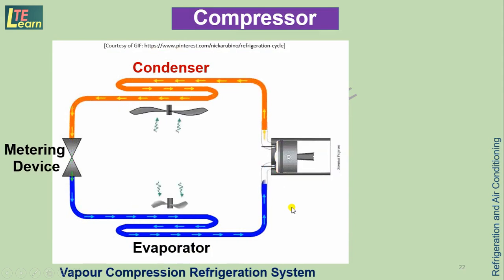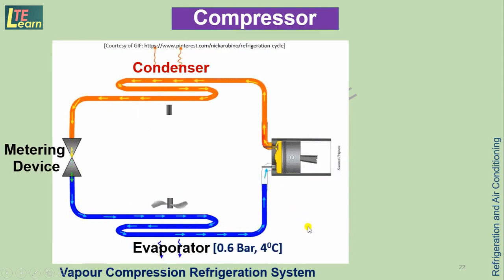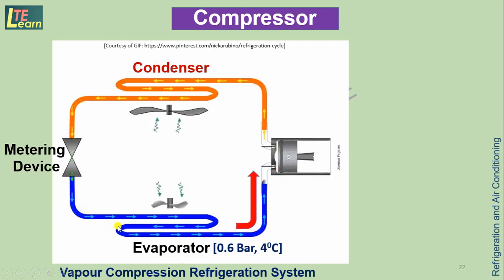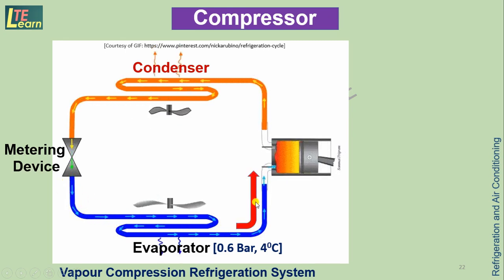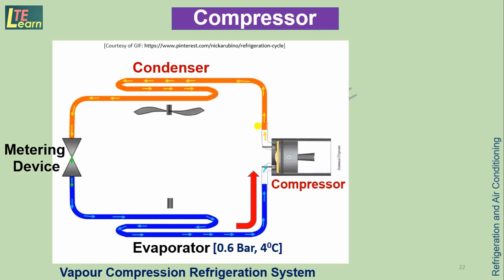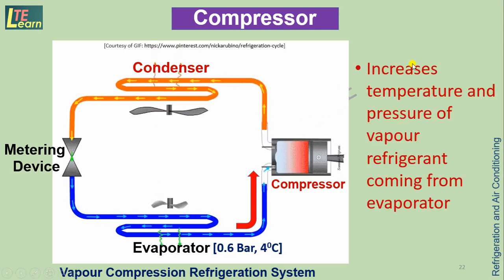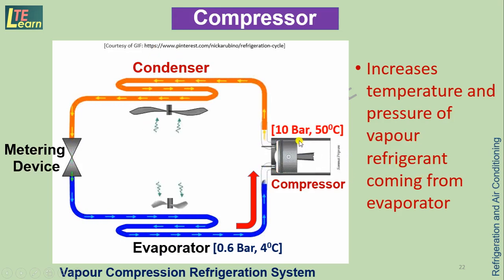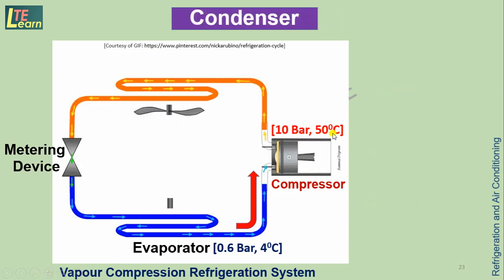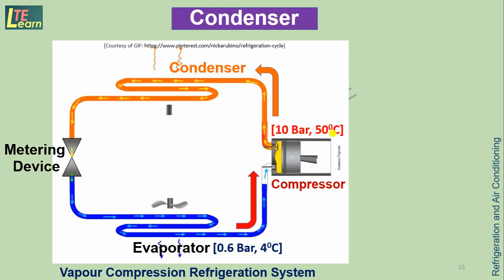Now, working of vapor compression refrigeration system. In this case, at the evaporator, refrigerant at low pressure and low temperature is coming from the metering device. This refrigerant is compressed in a compressor in order to increase its thermal energy level. So compressor increases temperature and pressure of vapor refrigerant. So here this is a high pressure and high temperature vapor, which is passing now to the condenser.